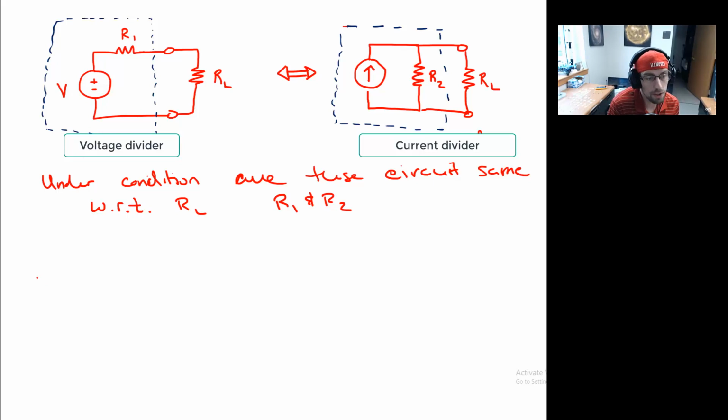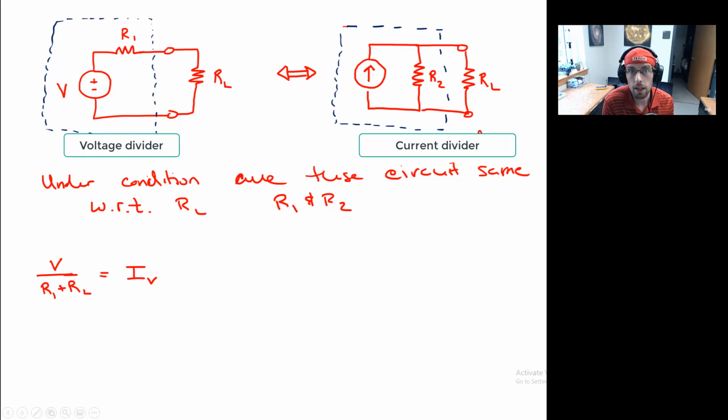So let us get, first of all, a sense of what is the current flowing through the voltage divider. Well, we have the potential, we have our resistors in series, so the resistors in series simply add, and I have something like this. That's the current in the circuit containing the voltage supply.